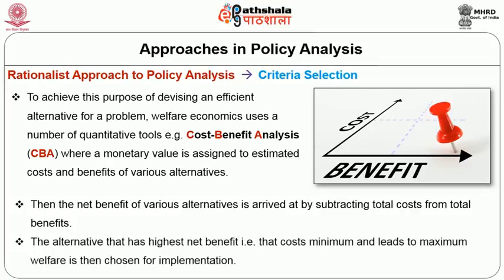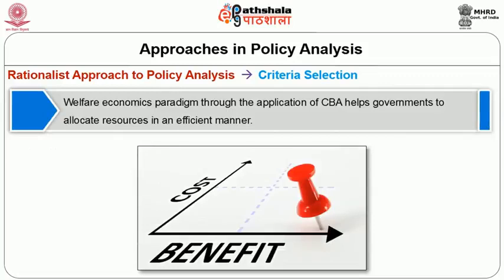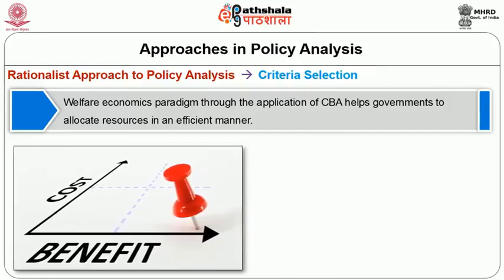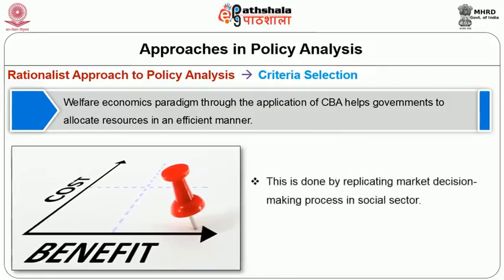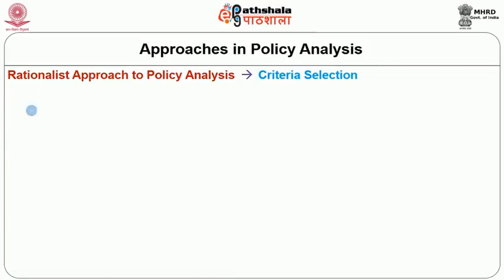The alternative that has the highest net benefit, that is, that costs minimum and leads to maximum welfare, is then chosen for implementation. Thus, the welfare economics paradigm, through the application of cost-benefit analysis, helps government to allocate resources in an efficient manner. This is done by replicating the market decision-making process in the social sector. However, the welfare economics paradigm has been criticized on many grounds.